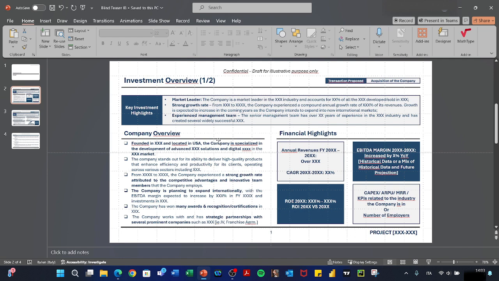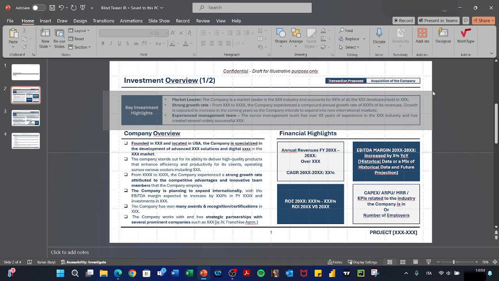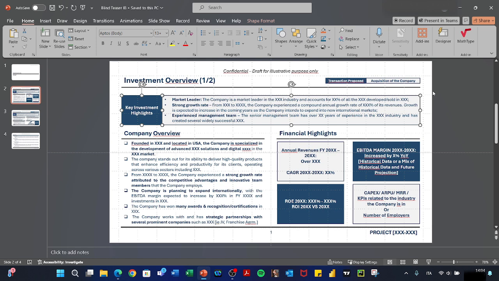So what are the key pieces of information that you have to insert into a blind teaser? Generally, you should start with the key investment highlights, which are the reasons why a potential buyer should buy the company that you're making the blind teaser for. In this case, this blind teaser is just for illustrative purposes, which means that you can change any section you want. You can change the layout. You can change the financial highlights that you want to put in or outline.